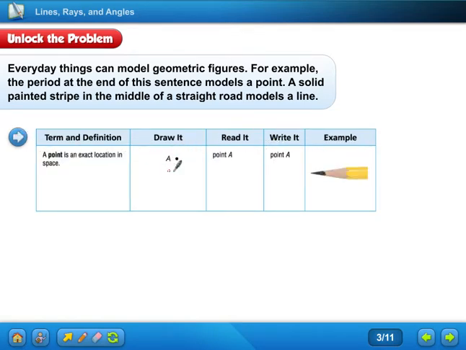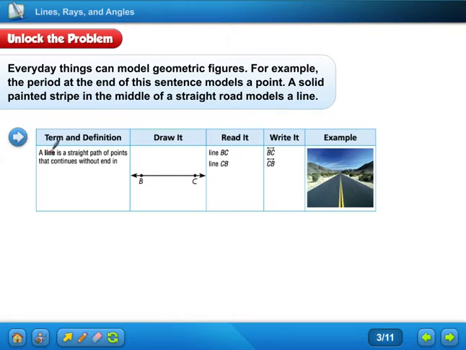Next one was a point. Point A, you just label it. Read it point A, and you write it point A. The next one is a line. The line keeps going in both directions forever. That is what the arrow means. It just keeps going without an end. It has no end.